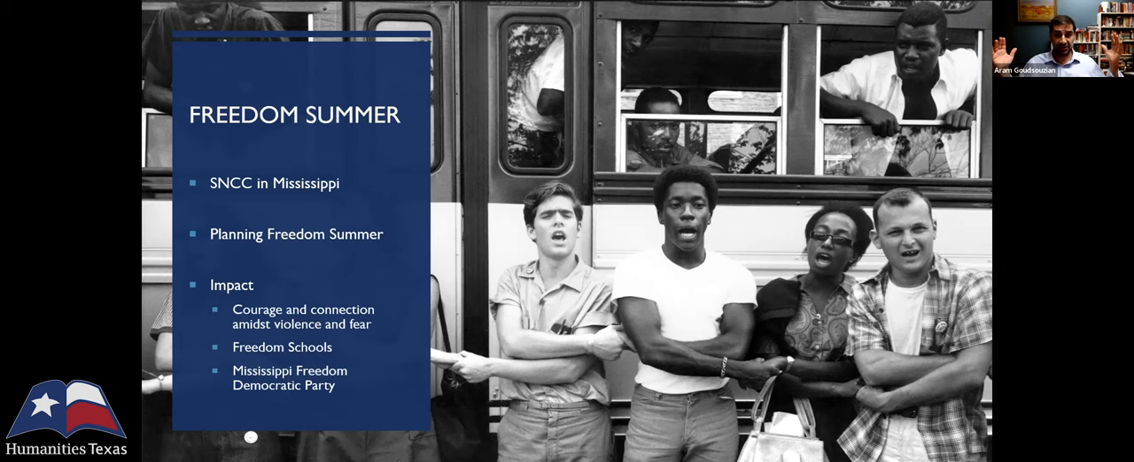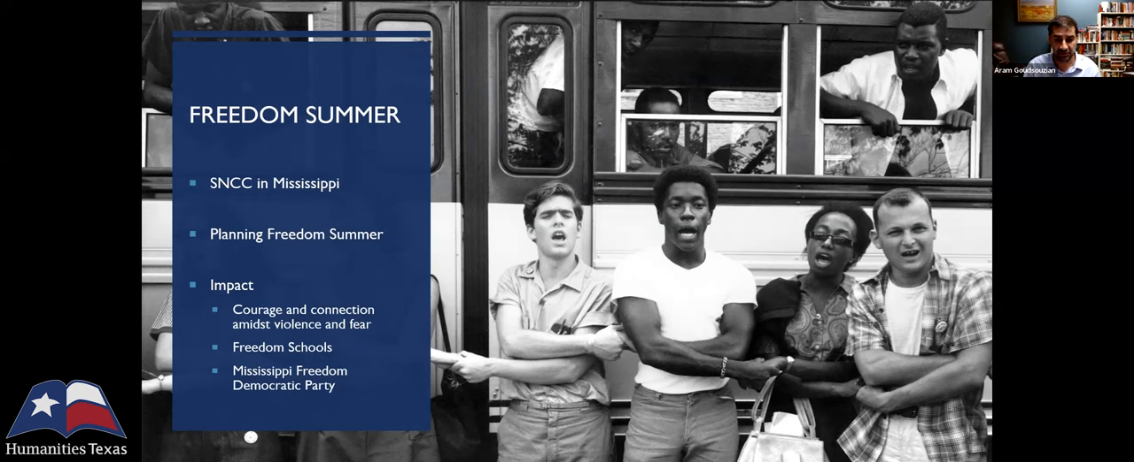traditional African American activists, but also white college students, often from elite universities, the Yales and the Harvards and the Stanfords of the world, with the idea that this will focus more national attention and national protection for voter registration, because they've been facing enormous amounts of violence and intimidation as they try to register voters.